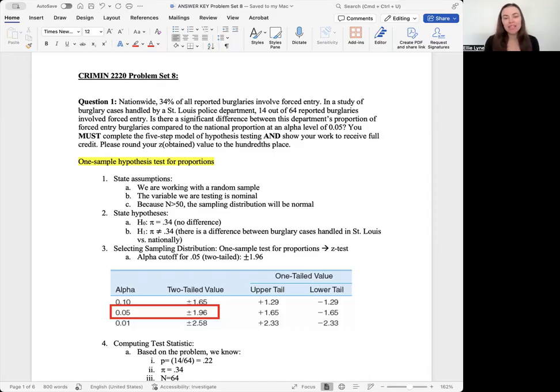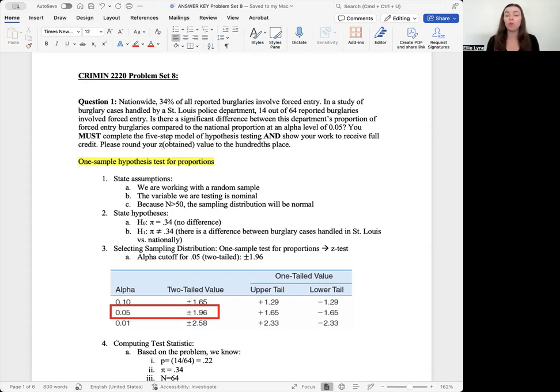Hi everyone. In this video, we are going to cover the answer key for problem set 8. Problem set 8 introduces us to the concept of hypothesis testing, specifically one sample hypothesis testing. Keep in mind that hypothesis testing is a way that we can conduct inferential statistical tests that use sample data to evaluate the probability of a hypothesis about a population. As I had mentioned, this problem set is only about one sample hypothesis tests.